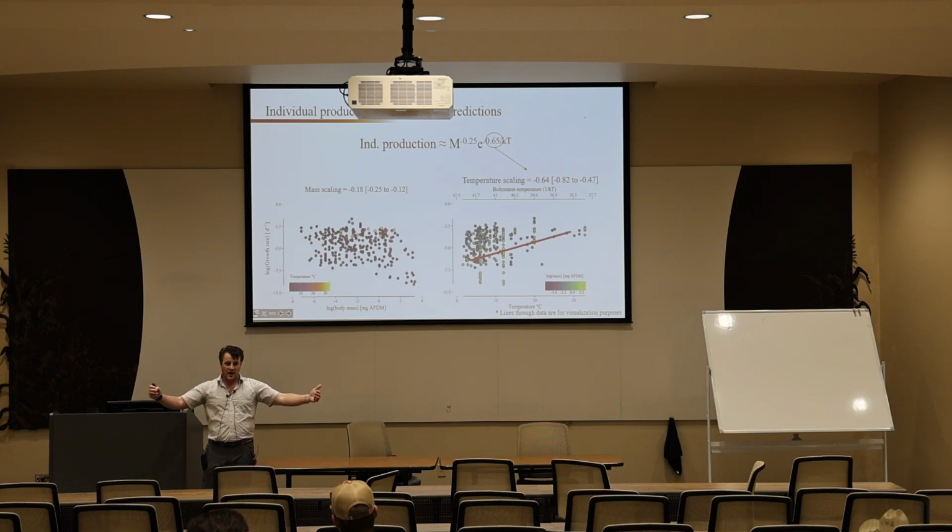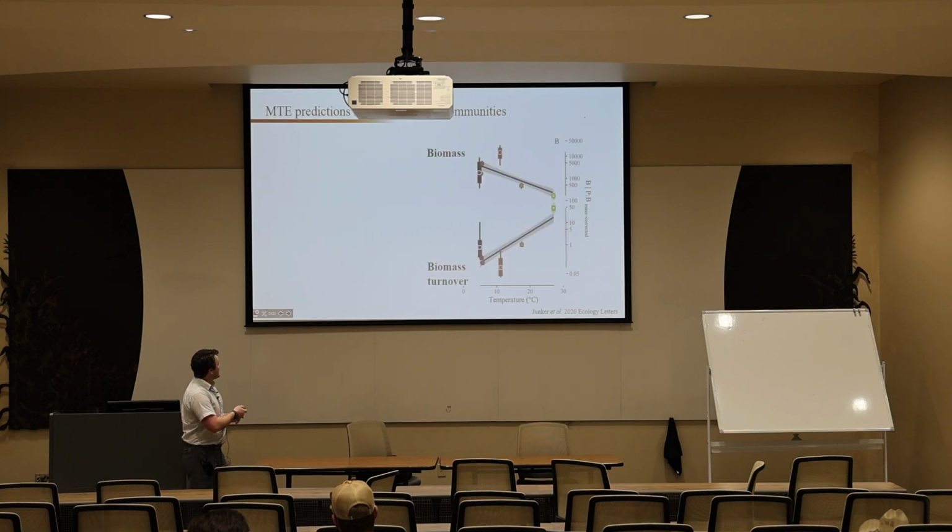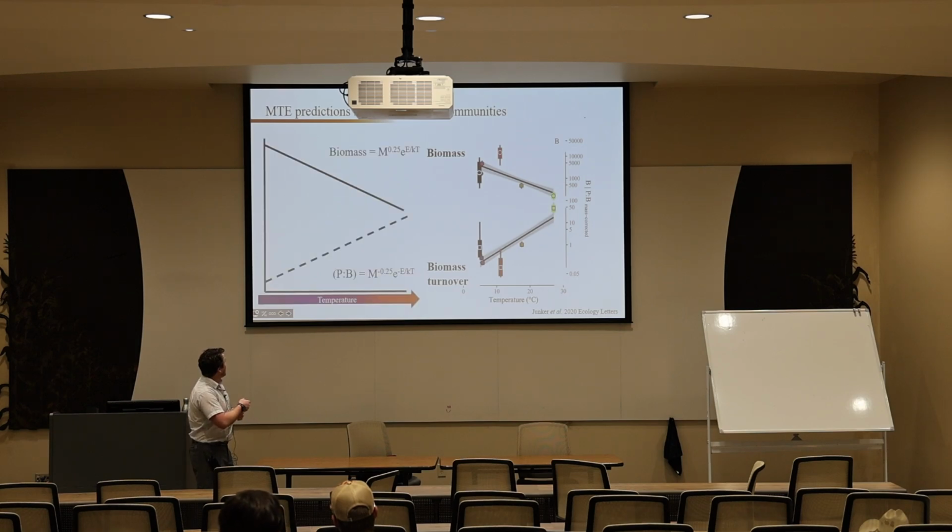Now let's scale this up and start thinking about communities. So here we have our two variables that make up secondary production. On the top, we have biomass. On the bottom, we have biomass turnover, right? So our P to B ratio. And then just to remind everyone what our predictions were based on the metabolic theory for these processes.